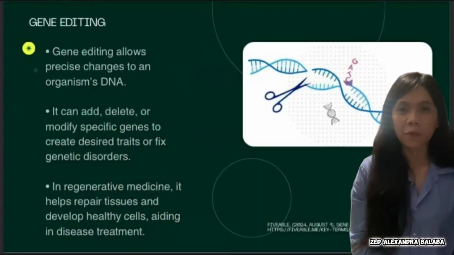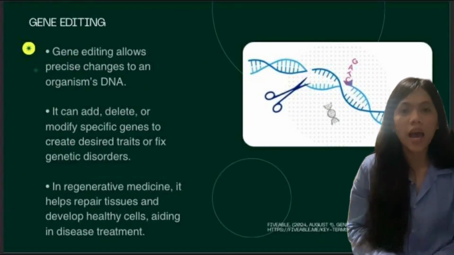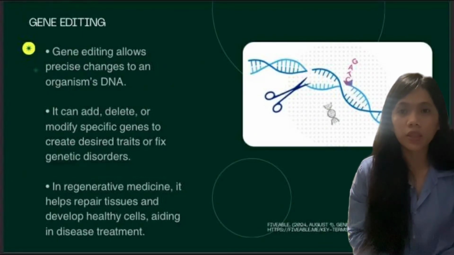So, gene editing is a process that lets scientists change an organism's DNA accurately. It works like cutting and fixing parts of a sentence. They can add, remove, or change specific genes to get the traits they want or fix problems that cause diseases. This technology is also used in medicine to repair damaged tissues and create healthy cells, which helps in treating illnesses.